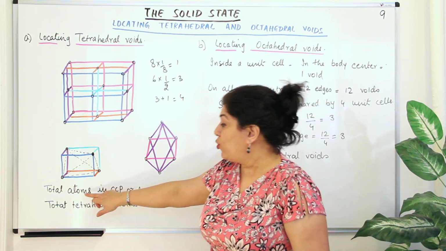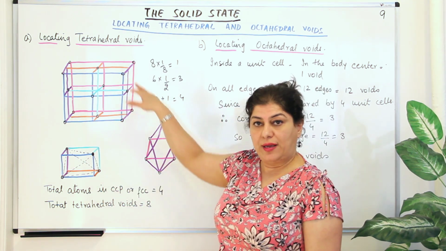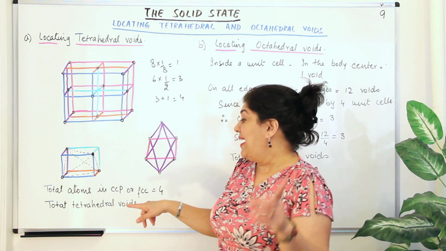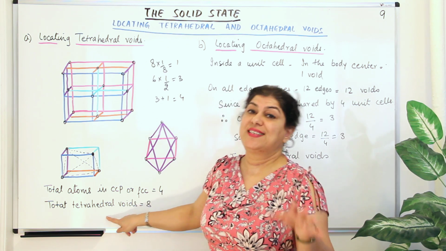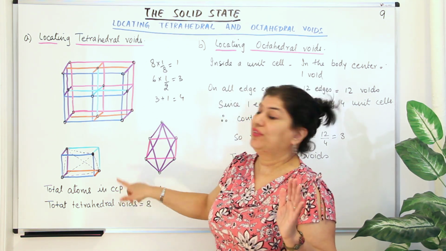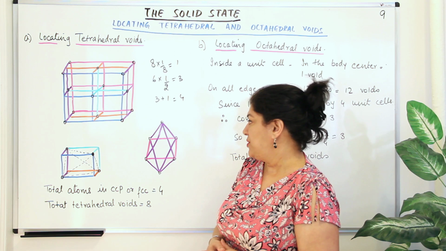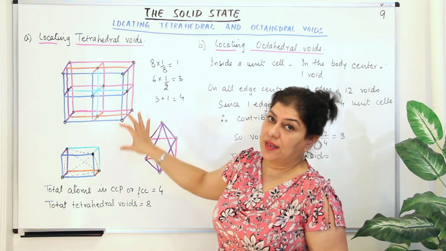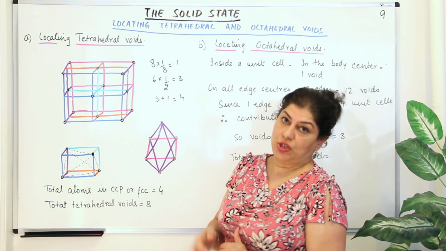Therefore, the total number of atoms in the face-centered cubic unit cell is 4, and the total number of tetrahedral voids is 8. It is double of the total number of atoms. Now we understand that, so this is how we locate the tetrahedral voids. Move on to octahedral voids.